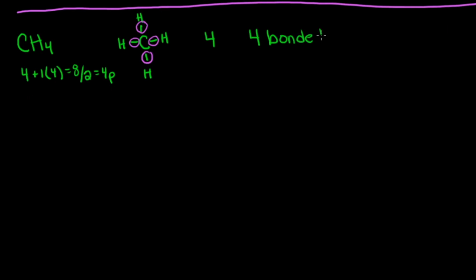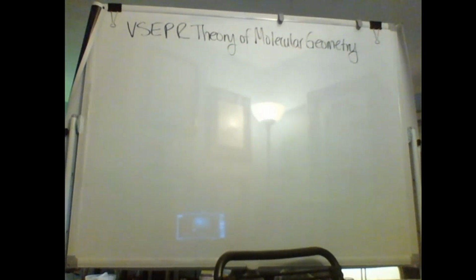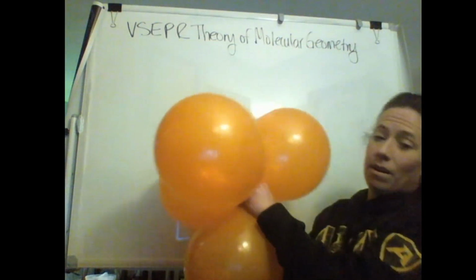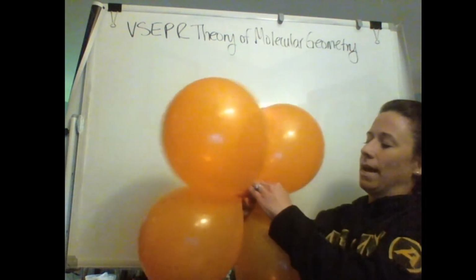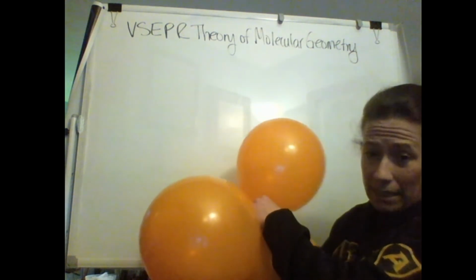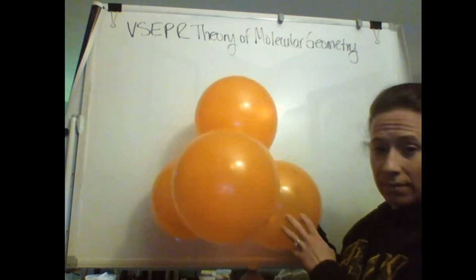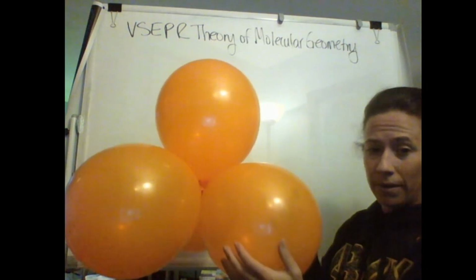You guys, I lied. We're doing 3 more examples. All right, 4 bonded. So are you ready to see me tie a 4th balloon onto our structure? Here we go. Putting a 4th domain onto my central atom. What is going to happen to the shape? Now, when I drew my Lewis diagram, it looked like they were 90 degrees apart from one another. But in reality, they are not 90 degrees apart from one another.